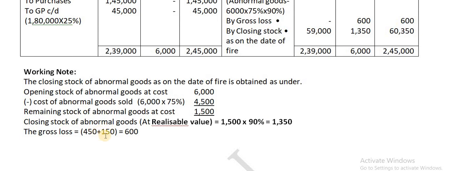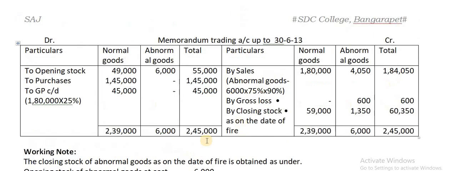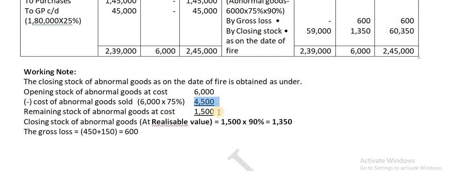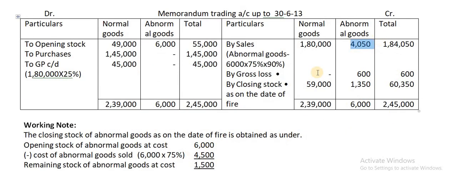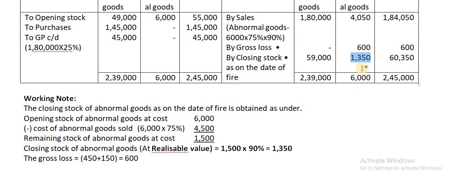So how you are getting that gross loss again? See, this 4,500 worth is actually being sold at 4,050. So the loss is 450 rupees. Similarly, this 1,500 is being shown at 1,350, so the loss here is 150. So 450 plus 150 together gives you 600. That is the loss. Okay? Even if you could not understand this, at least you can consider the difference as the gross loss.